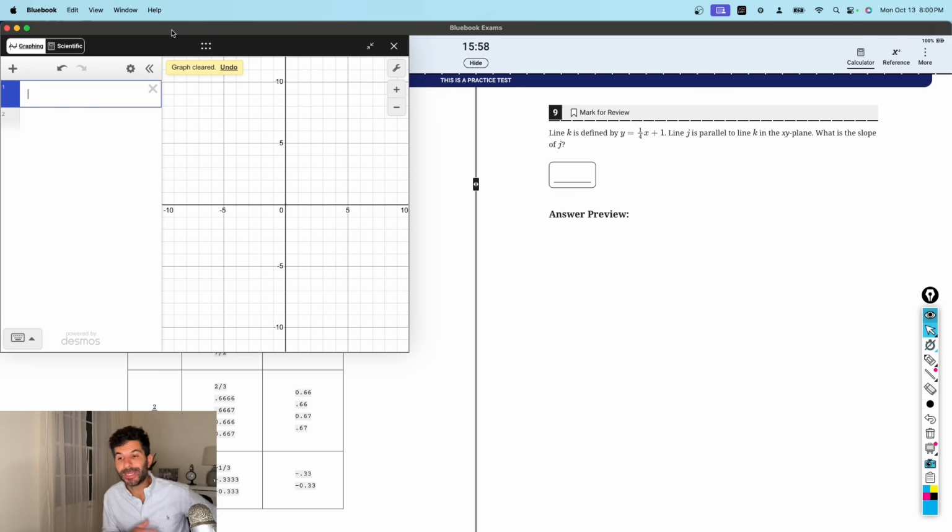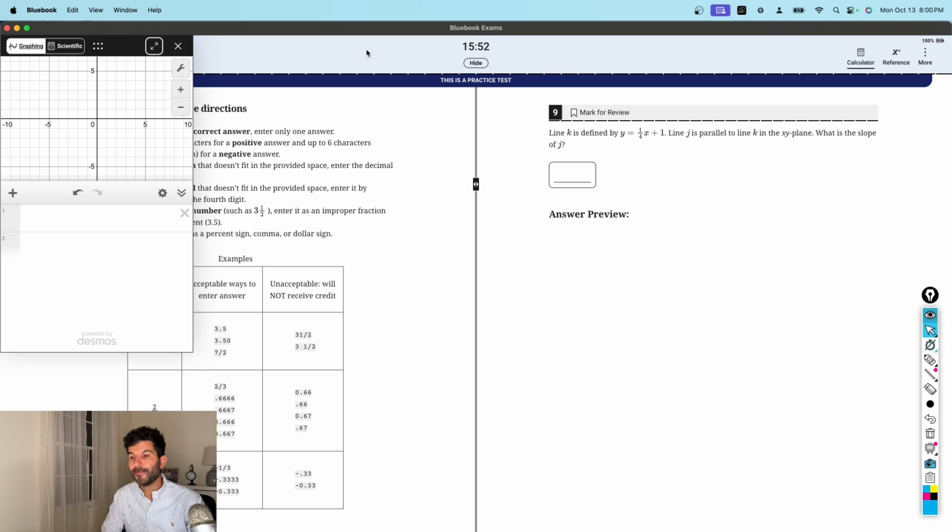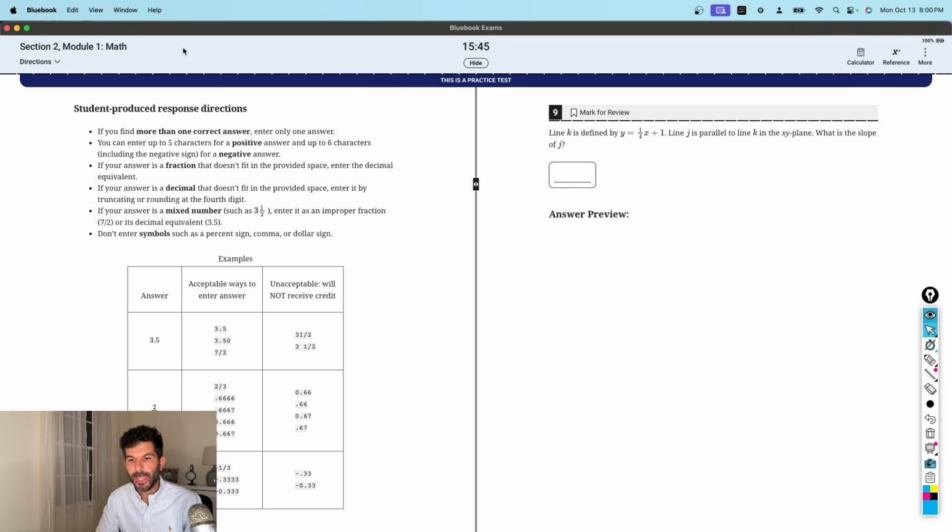Okay, next, question 9. Line K is defined by y equals 1/4 x plus 1. Line J is parallel to line K in the xy plane. What is the slope of J? So let me just move Desmos out of here. And this is going to be our first student-produced response.